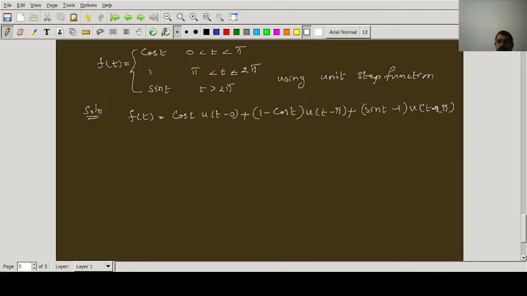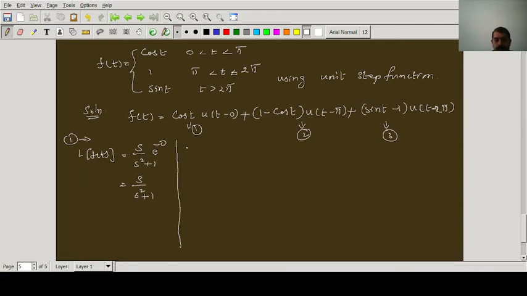So first, we have discussed how to write these things. Now this one is the first part, this one we consider as the second part, and this one is the third part. We solve it. One is Laplace of f of t. Cos t is the Laplace of cos t. We can write it as s by s square plus 1 into e power minus 0, which is nothing but 1. So the answer is s by s square plus 1. This is the first part.